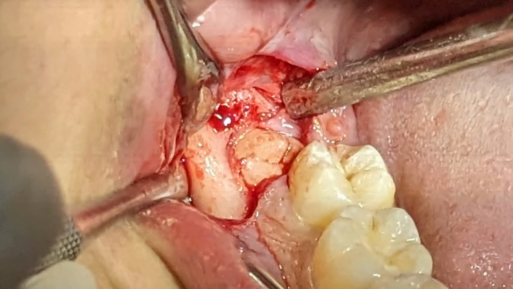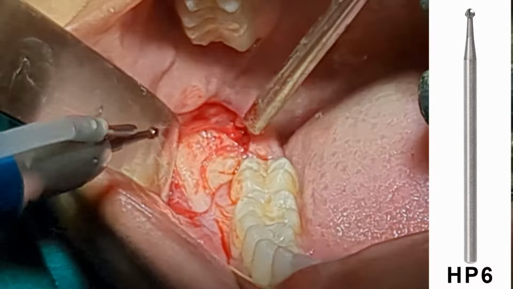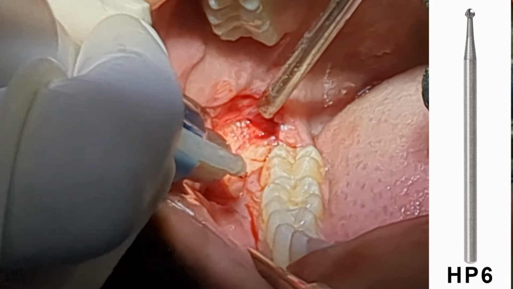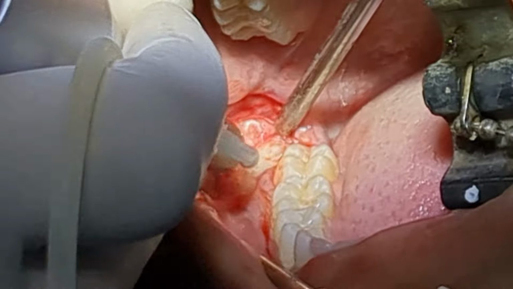As shown on the radiograph, only the distal cusp of the tooth is outside the bone. I use an HP6 round burr to reduce the bone almost till the CEJ of the tooth. This would make the tooth sectioning easier.